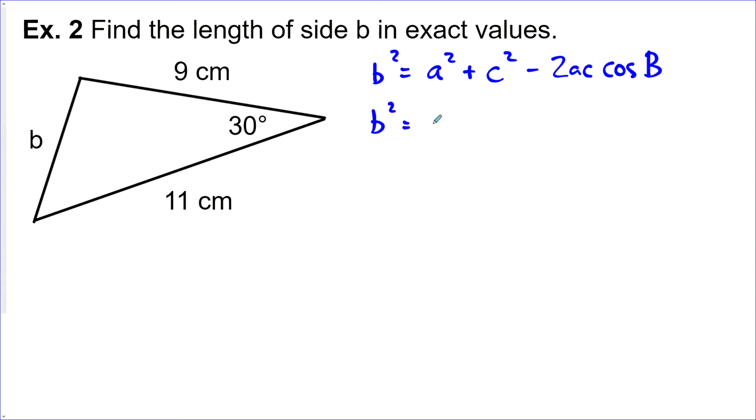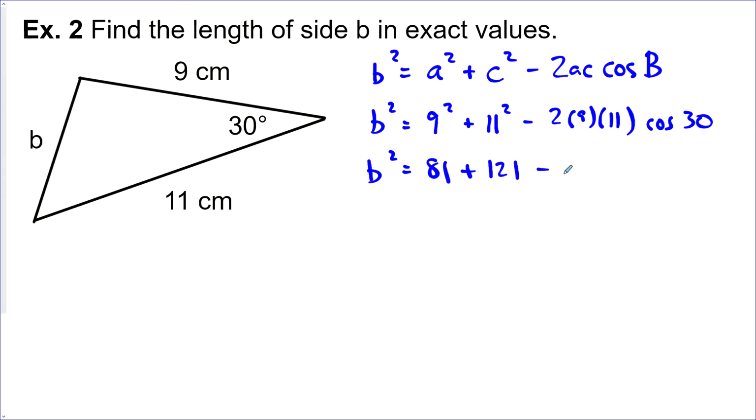So I'll call 9 the A side, but again, it doesn't matter. It could be 11. And the angle B here is 30 degrees. Now the good thing about this question is we know what cos 30 is. So we can put all of these values in here. 99, and cos 30 is root 3 over 2. And I left a 2 out here so I could cancel it out there.